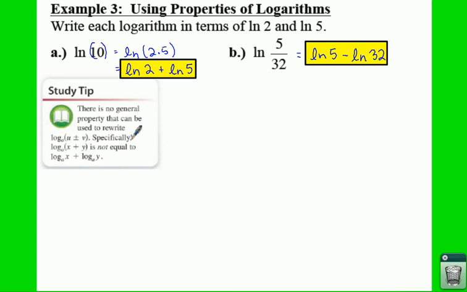Little tip here, there's no property that says if you have ln of x plus y, then you can expand that into the natural log of x plus natural log of y. This is equal to the log base a of x times y, not separating it into two separate logs. That is not possible. And continually I see people trying to do this throughout the years. So don't do it. If you do it, you will be el wrongo. That's Spanish for wrong.